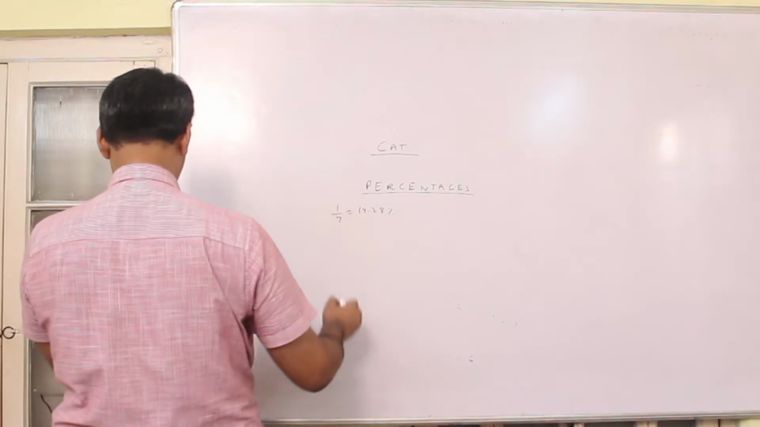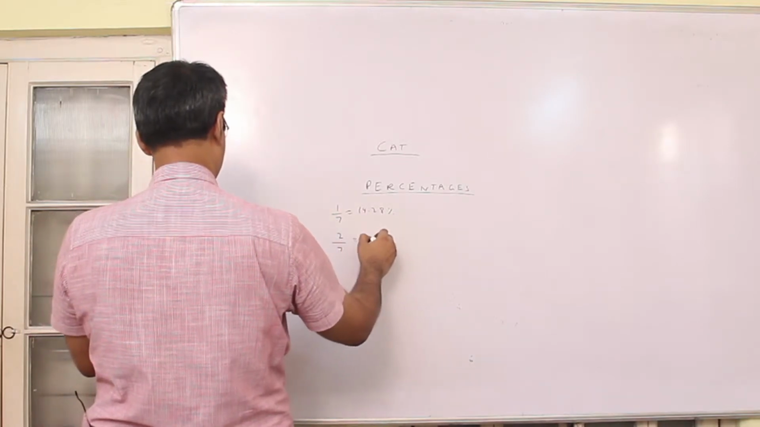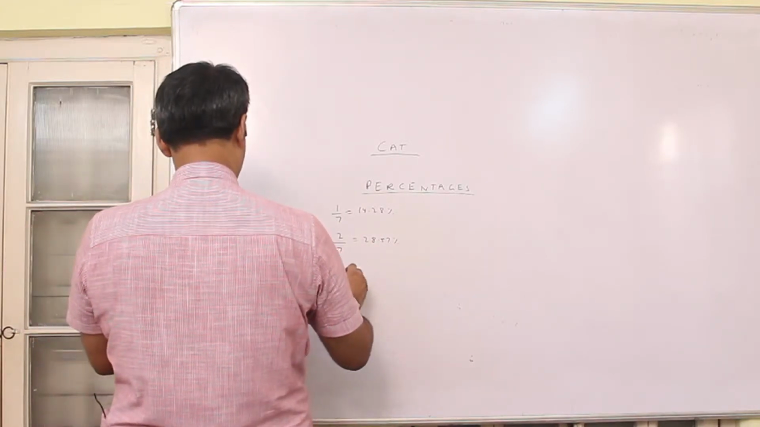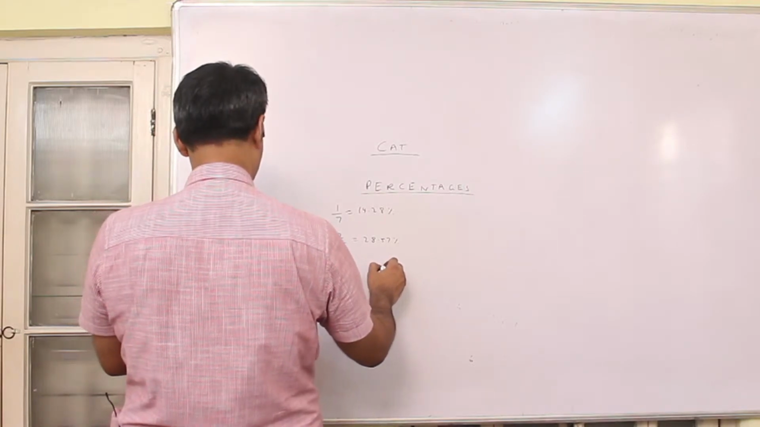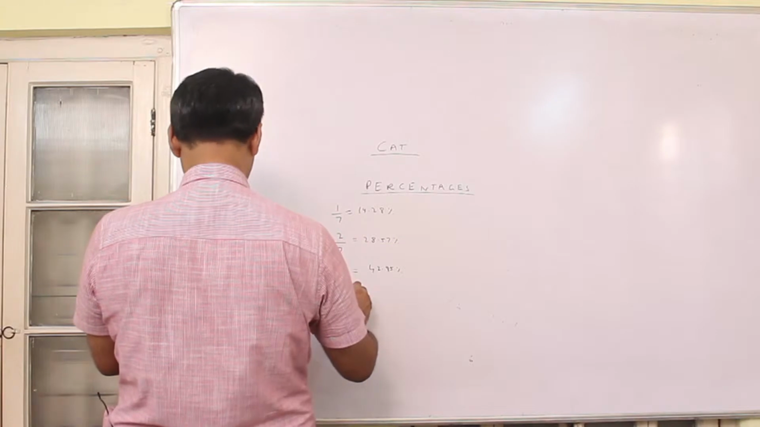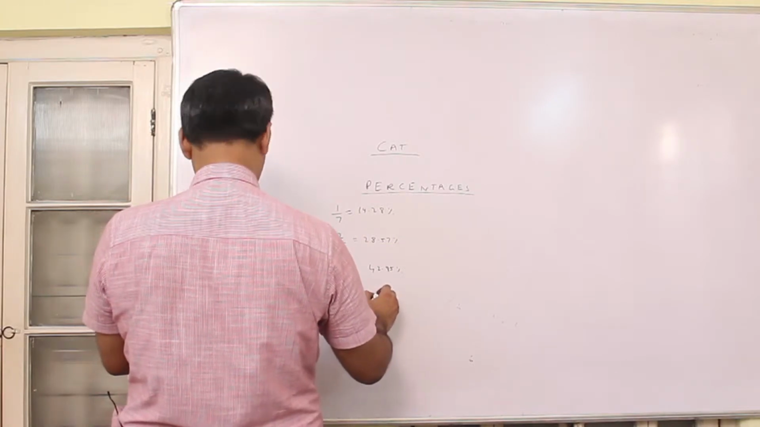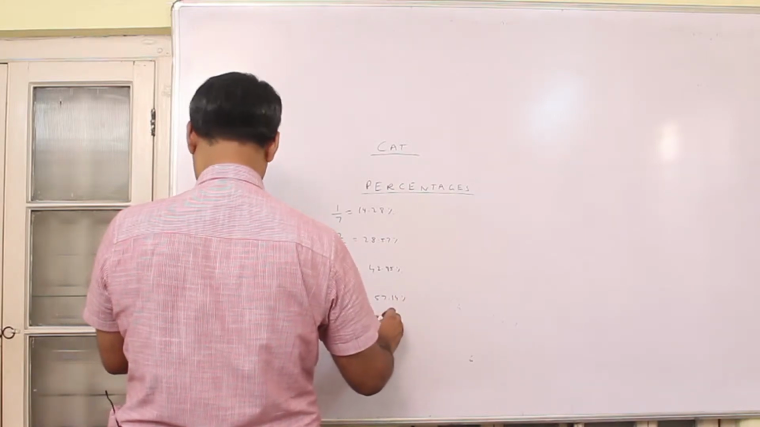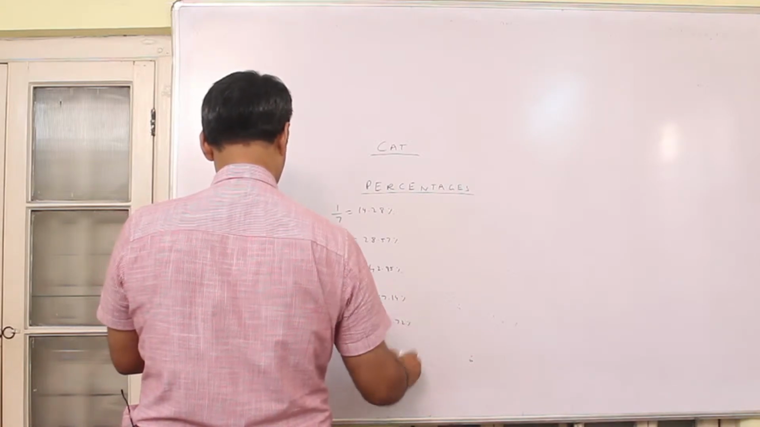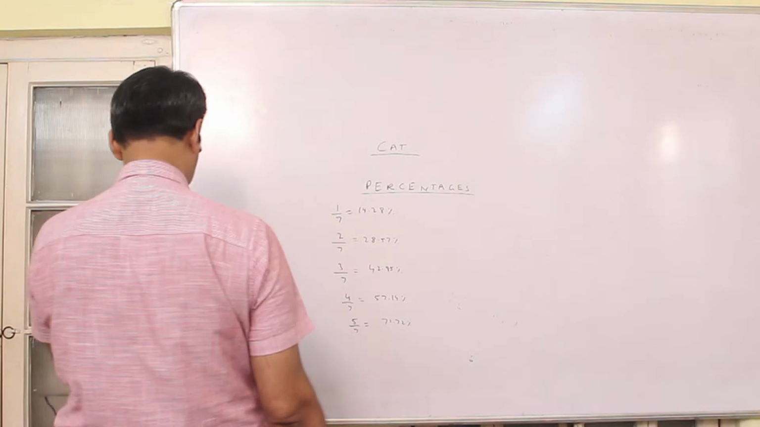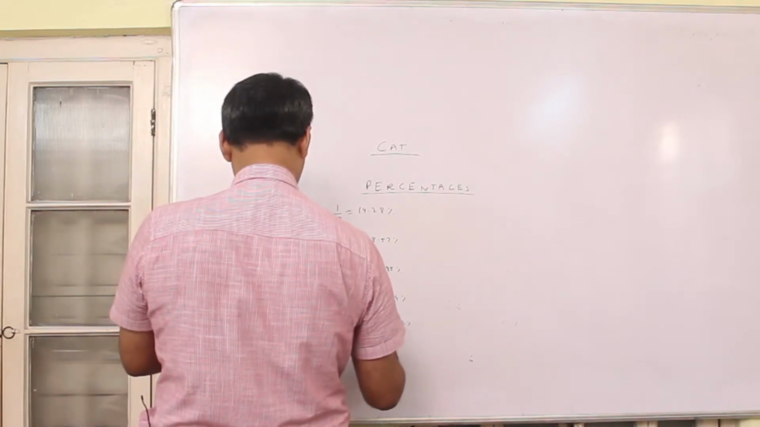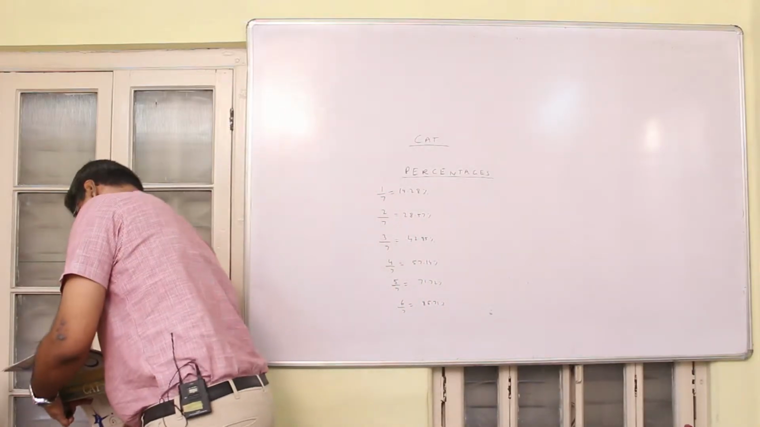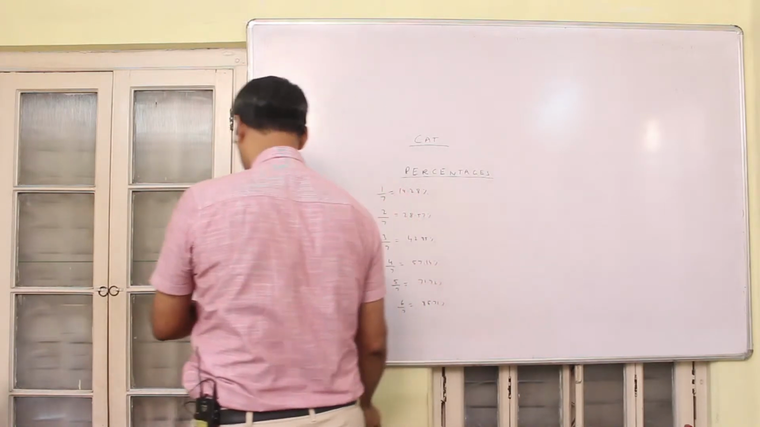1/7 is 14.28%. 2/7 is 28.57%. 3/7 is 42.85%. 4/7 is 57.15%. 5/7 is 71.72%. 6/7 is 85.71%.